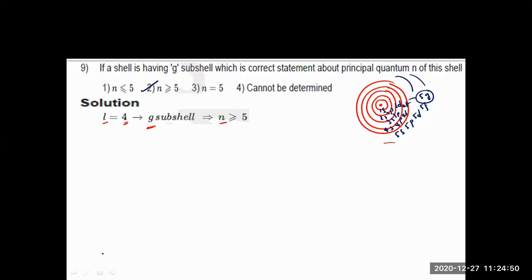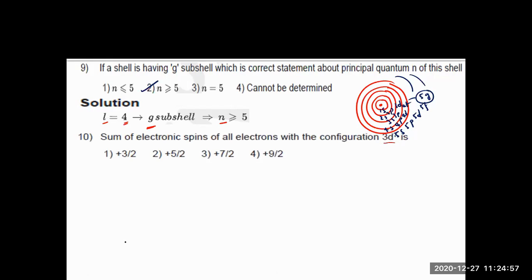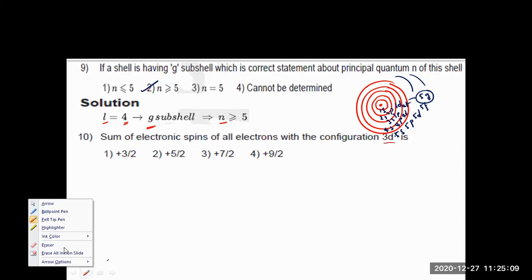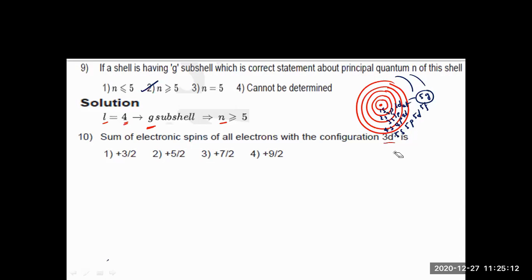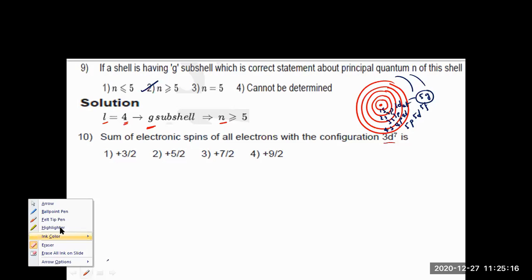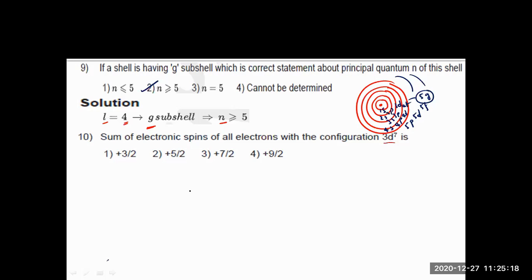Sum of electronic spins of all electrons with the configuration 3d5. Sorry, how much is it? 3d5. Just remove that. 3d7 again, it's a repeated question. 3d7 is again 3 by 2.